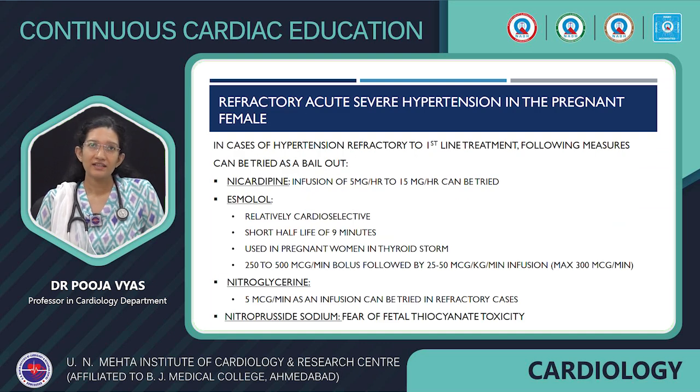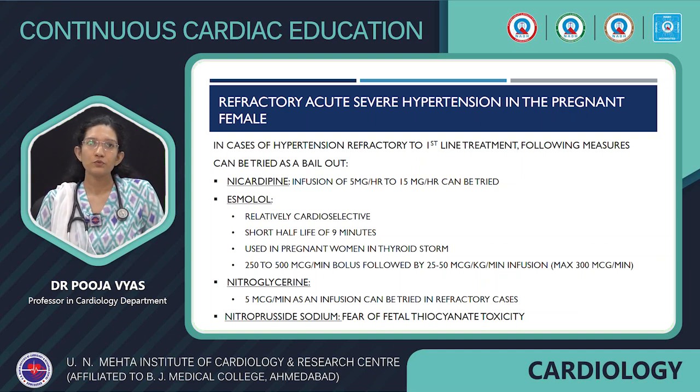In refractory cases of acute severe hypertension, even when they are refractory to first-line treatment, the following things can be tried as a bailout. One is IV nicardipine infusion, which can be tried at a dose of 5 milligram per hour to 15 milligram per hour. It is relatively cardioselective. Its half-life is 9 minutes, and it is usually used in pregnant patients in thyroid storms.